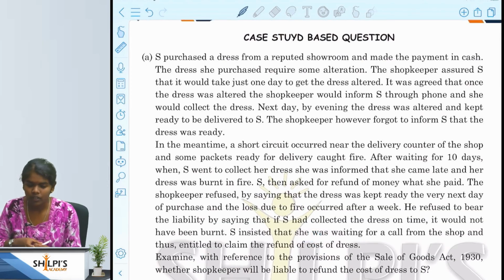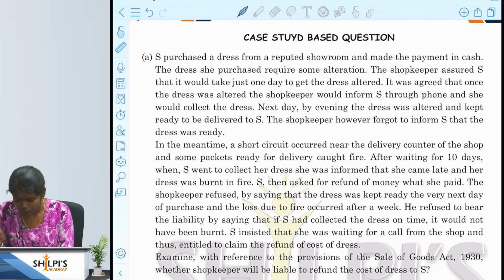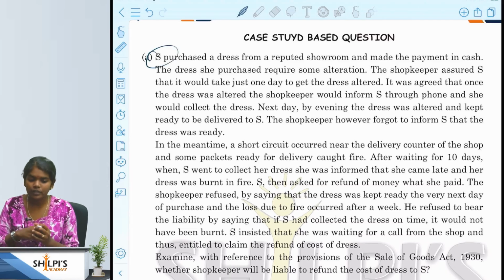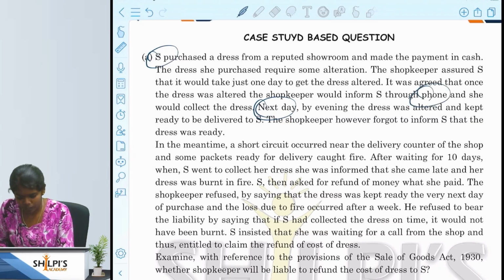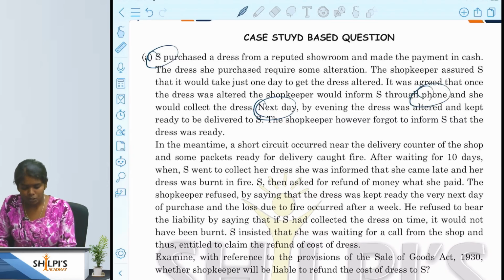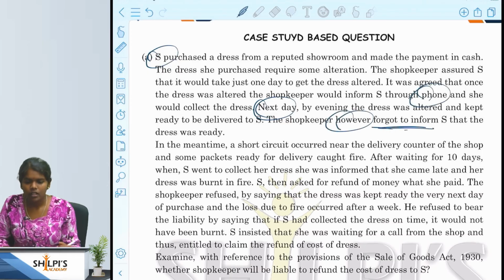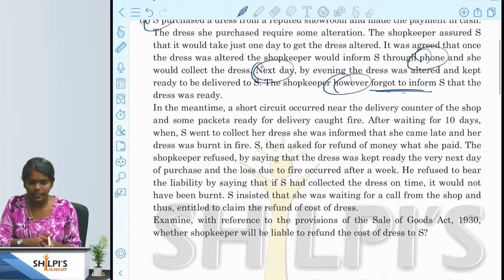In this case study, what is happening? So S is going to purchase a dress from a reputed showroom by paying cash, and after some time she needs to alter that dress also, and she informed the shopkeeper, I need to alter this dress. And what they told is, it will take around 1 day, you can get your dress by next day itself, and if it gets ready, I will inform you through the phone, like that the shopkeeper is telling. But the shopkeeper didn't inform S, and she also waited for 10 days.